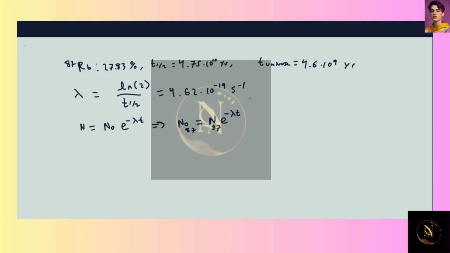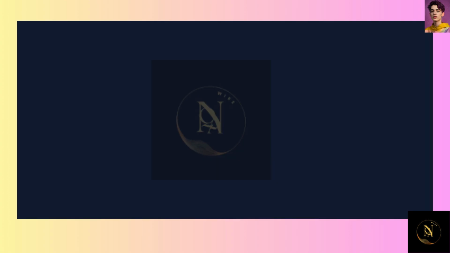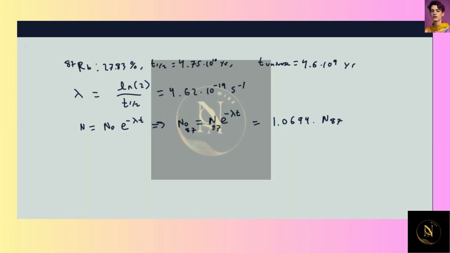And if you plug in the number for t at the age of the universe, 4.6 times 10 to the 9 years, we can calculate this value to be 1.0694 times the number of rubidium-87 atoms existing today. So this is the fraction greater than the number existing today that there were at the start of the universe before they decayed.